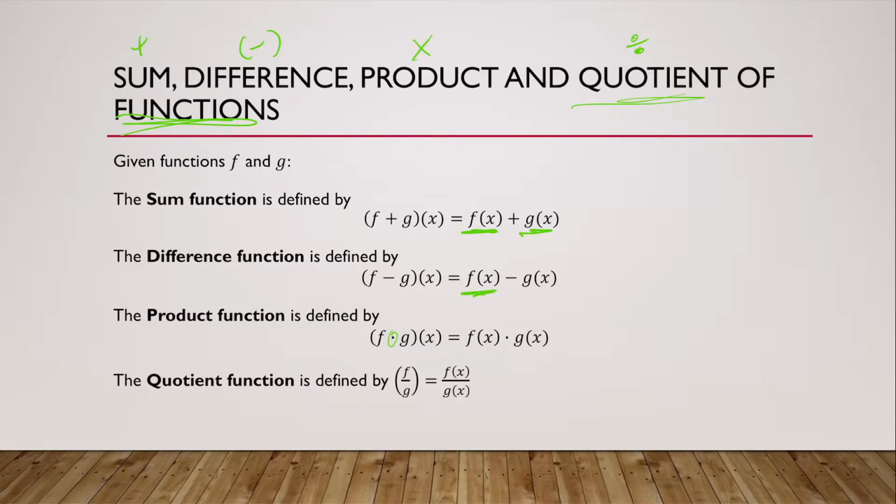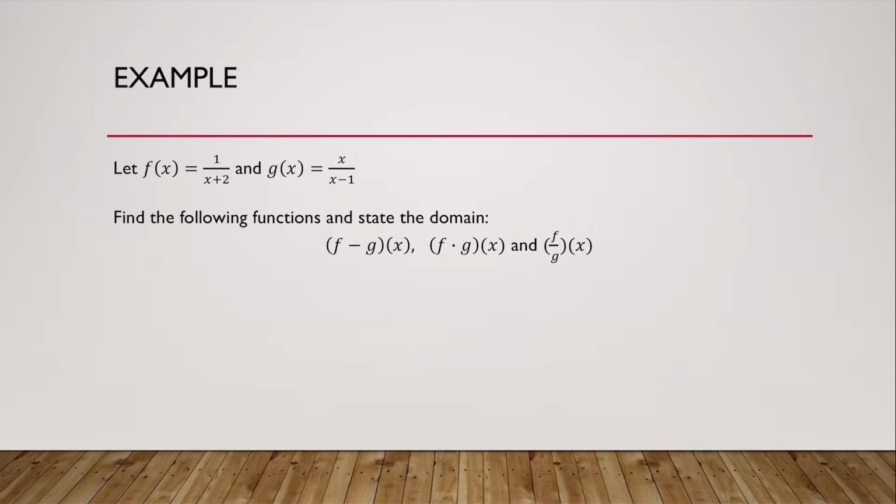The difference function, you go ahead and subtract. The product function, you go ahead and multiply. And the quotient function, you just go ahead and divide. So I think we should look at some examples of those. So if I have f of x equals 1 over x plus 2 and g of x equals x over x minus 1, let's find the difference, the product, and the quotient.